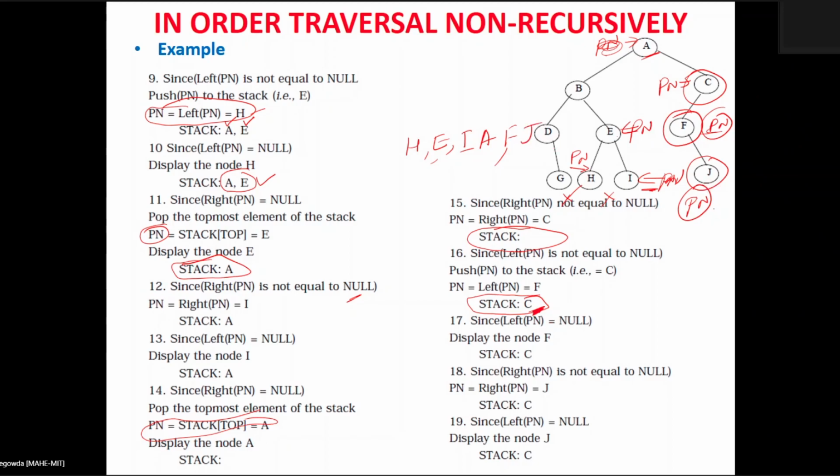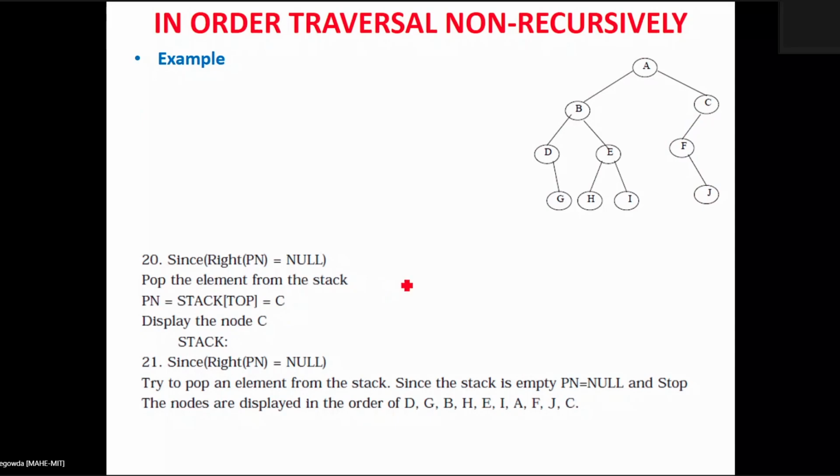Okay. Now the status of the stack will be this. It still holds the value of C over there. Since you are at this point, there is no left child for the J and there is no right child for the J. Then what you have to do is pop the top of the stack. The stack has only the address for the C. So now you are going to pop that value and put it into the Pn. So once Pn is pointing to this, you are going to display the C value over there.